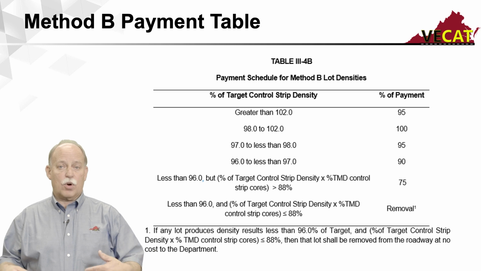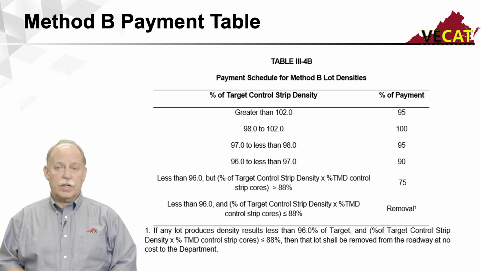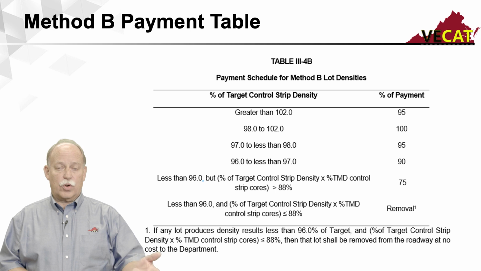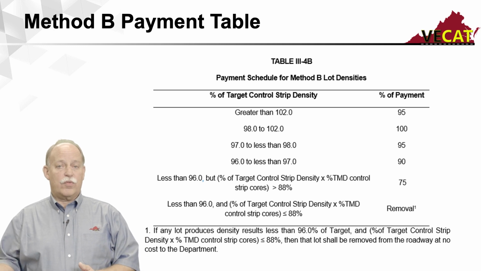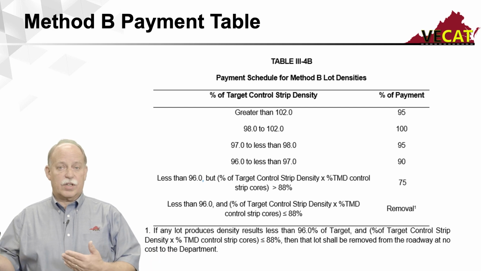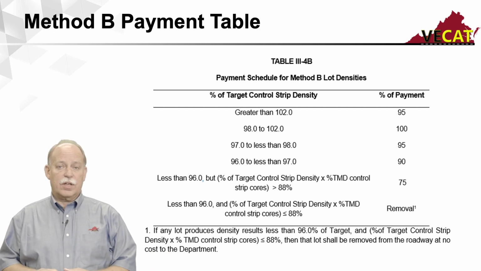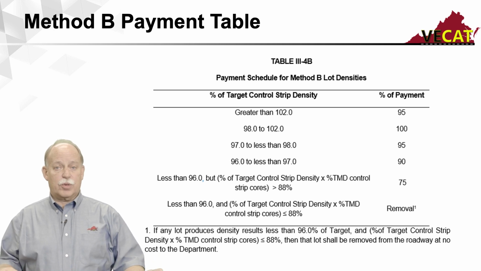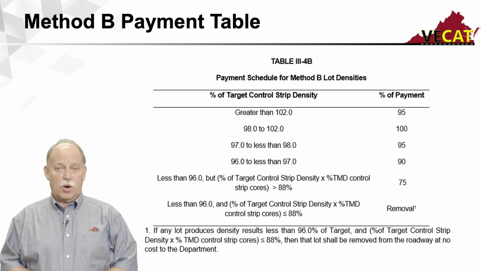So for method B now, we're comparing back to that control strip target as opposed to maximum theoretical or your GMM. We're using the control strip target. So 98 to 102% gives you 100% pay. However, if you follow that chart all the way down, you'll see at the bottom levels, less than 96%, you're actually in that remove and replace level. So now again, where you don't want to be is if you get down to the lower level of density on a specific route, even for method B, you're in removal and replacement, and that's purely at no cost to the department.